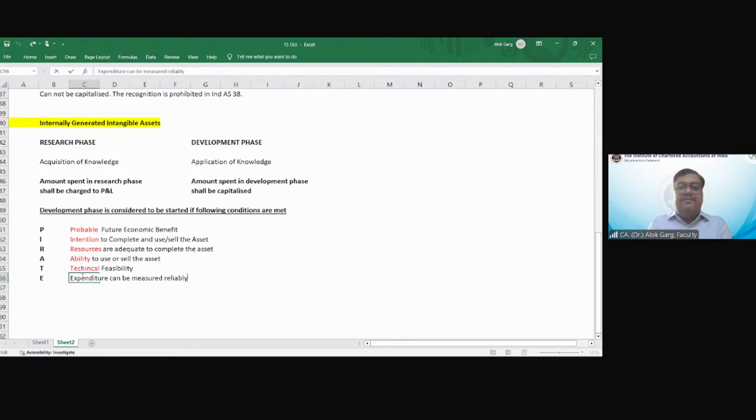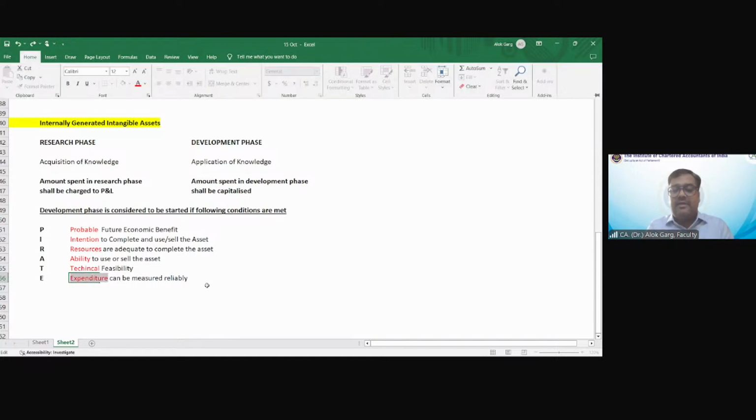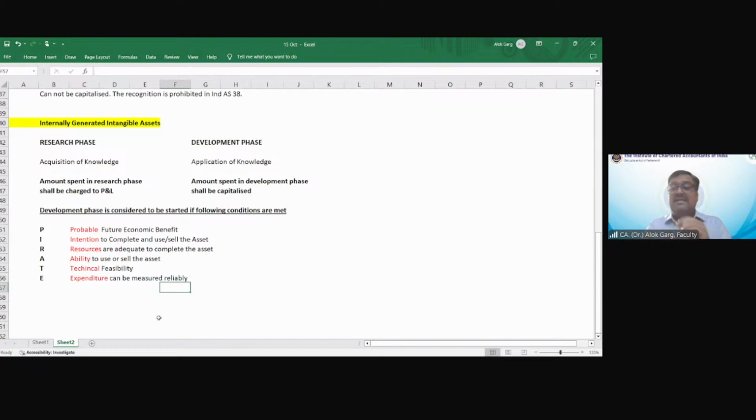Friends, this future economic benefit and cost can be measured reliably. These are the two criteria which are there in every asset recognition. So friends, these are the 6 conditions. If these 6 conditions are satisfied, then you can say that your development phase has started.